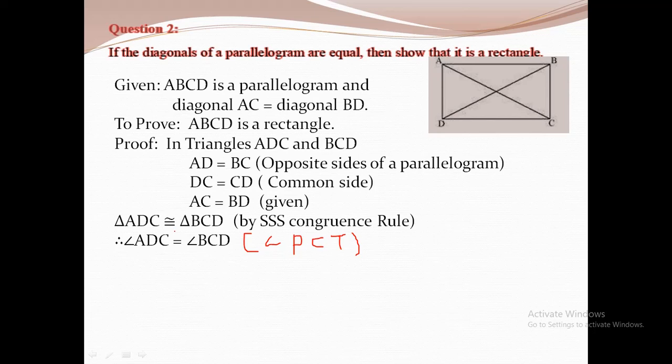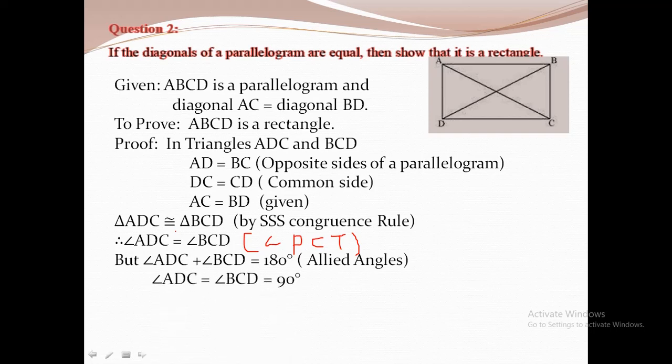But we know that the sum of ADC and BCD is 180 degrees because they are consecutive angles, allied angles. They are allied angles. Both are equal and their sum is 180, so each of them is 90 degrees. Each of them is 90 degrees. Therefore, when two angles are 90 degrees, automatically the other angles will be 90 degrees in a parallelogram.